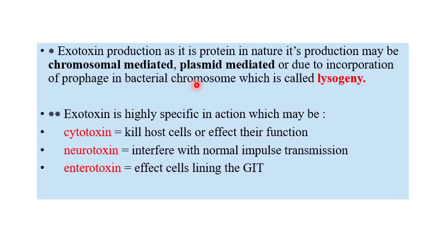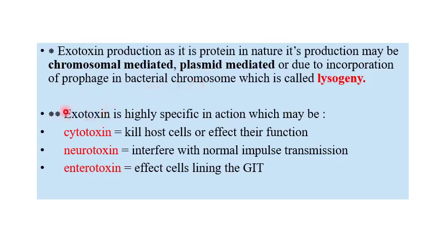ففي الحالة دي we call this bacteria is lysogenic in nature، يعني معناها it contains a prophage inside its chromosome. And this is very important لأنها هتمر علينا كتير في المحاضرات ونقول مثلا this bacteria is lysogenic. You have to understand what is meant by lysogenic, that it produces the toxin by the presence of prophage.